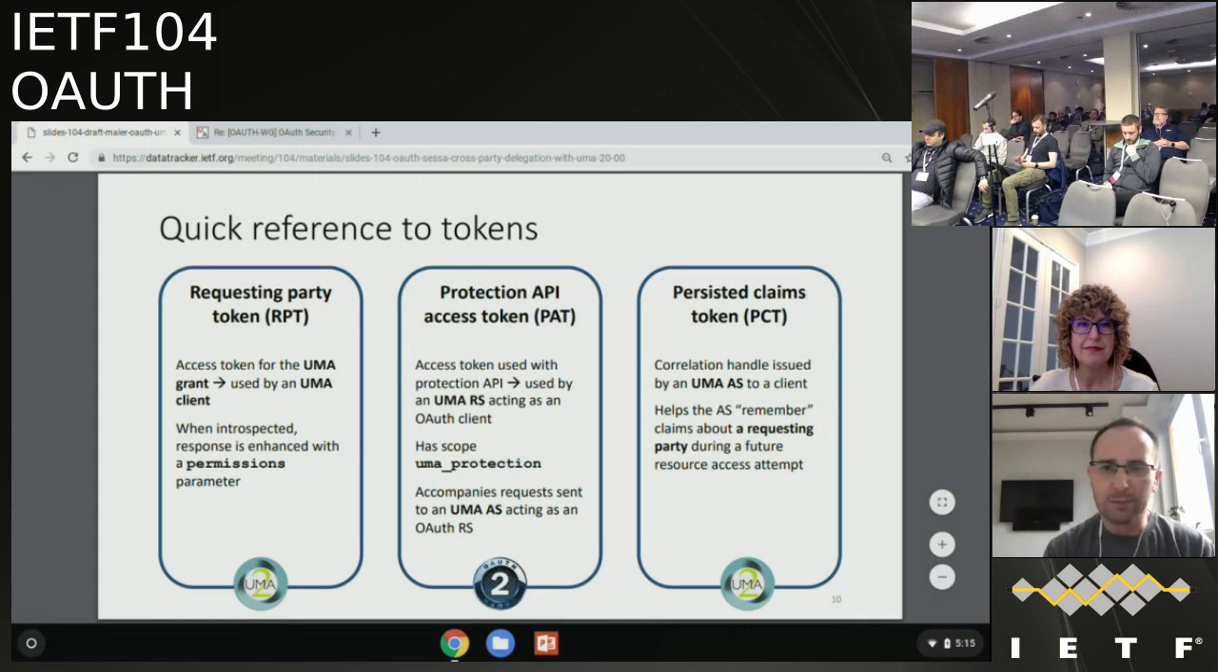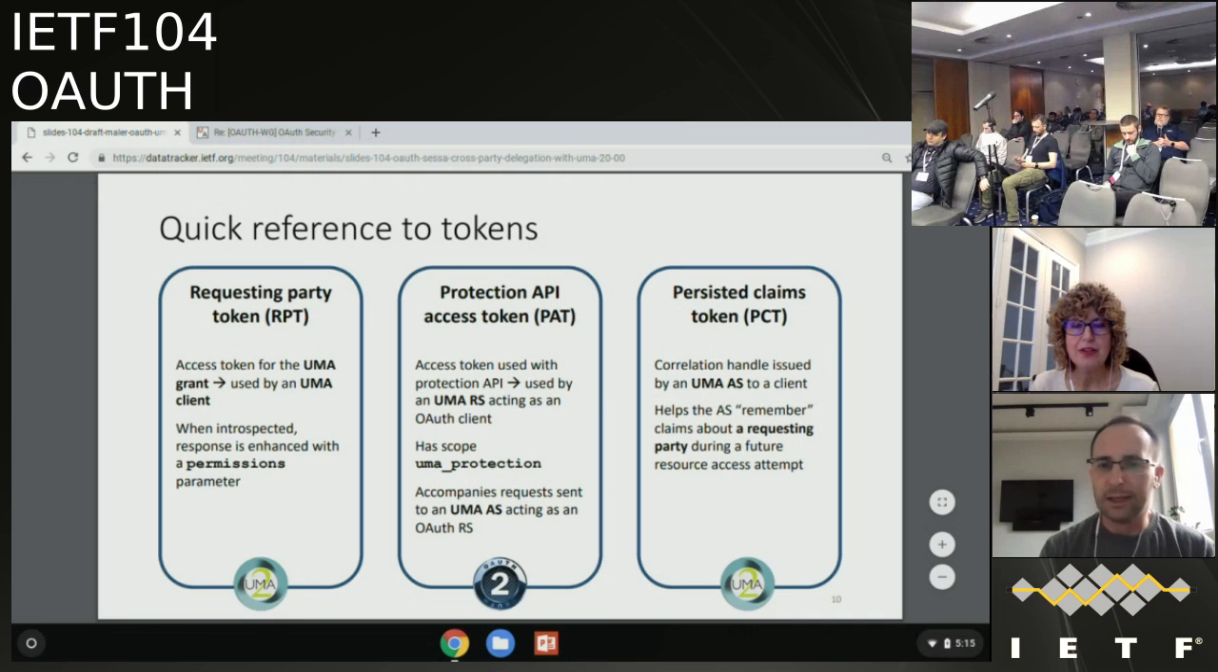The persisted claims token, as we'll explain further during the presentation, is some kind of a correlation handle that allows the authorization server to kind of remember the requesting party that's interacting with that server before an RPT, so the requesting party token, can be issued to the client that is operated by that requesting party.